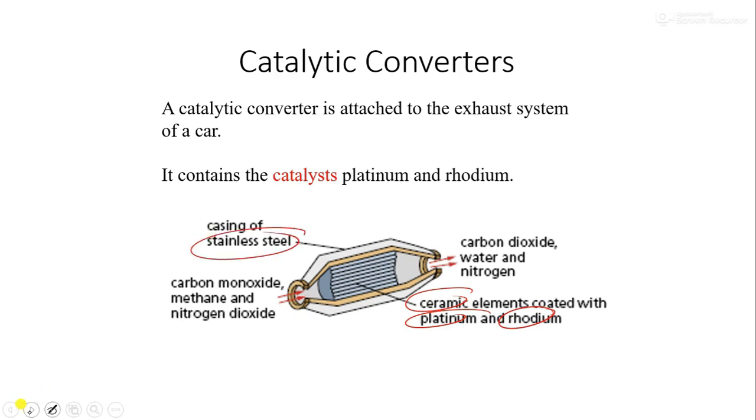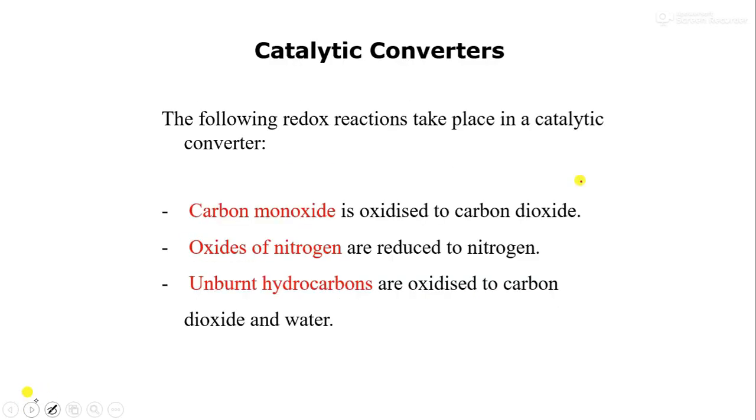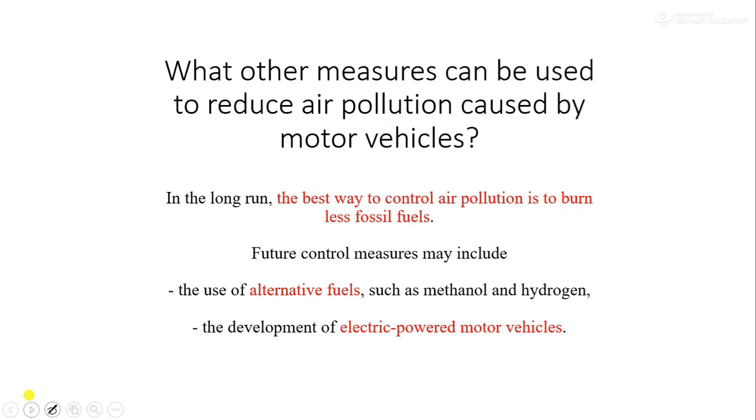Carbon monoxide oxidizes to carbon dioxide, oxides of nitrogen reduce to nitrogen, and unburned hydrocarbon methane will oxidize to carbon dioxide and water. These are the reactions which occur inside the catalytic converter, and these are all redox reactions.